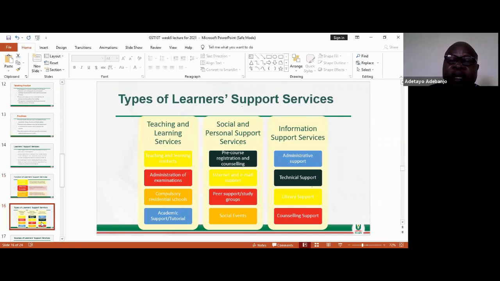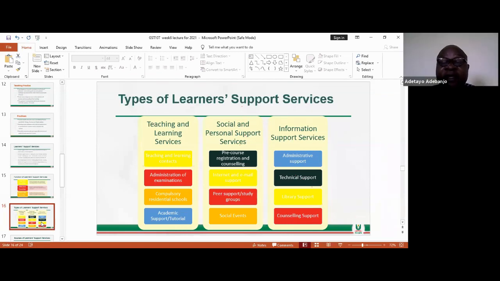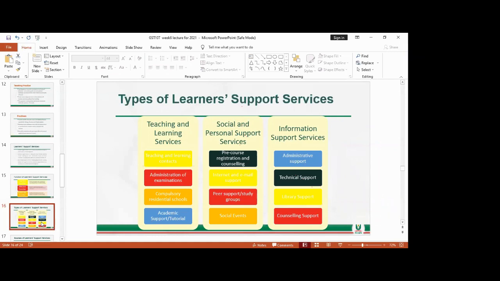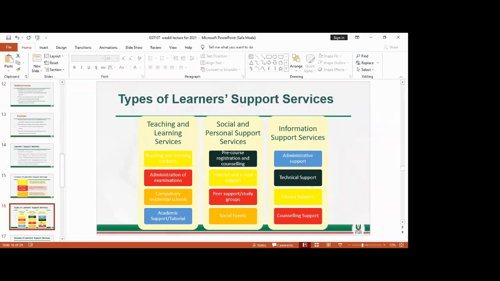Just as I break it down there, I have put it under 3. These are types of learners support services. We have teaching and learning service, we have social support, we have informative. So you know what you are getting from teaching and learning: where you take your teaching contact, that is where you meet for facilitation, just like we have the administration of exam. When you meet for examination, then compulsory residential school, if the school is residence, how do you get support for tutorial? I've told you, and that is why we provide this area of learning strategy. Where did you get your own learning strategy from?